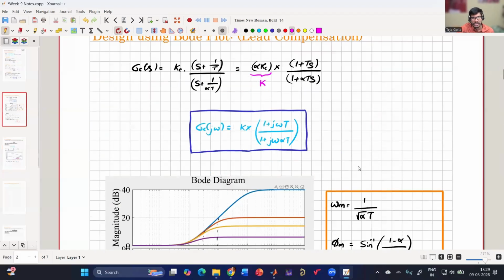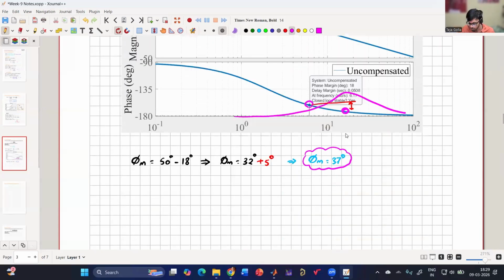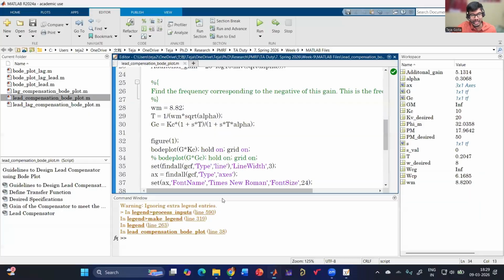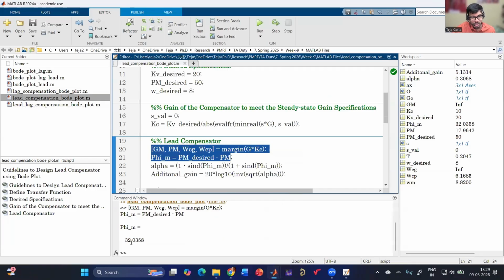So now for this 37 degrees, phi m is equal to sine inverse of (1 minus alpha) by (1 plus alpha). So now you have to calculate what my alpha is. Again, I have written the MATLAB code just to avoid the calculations. So I am giving my phi m. How much is the phi m that is needed? So my phi m that is needed is 32 degrees.